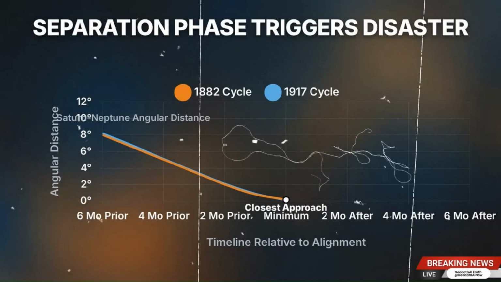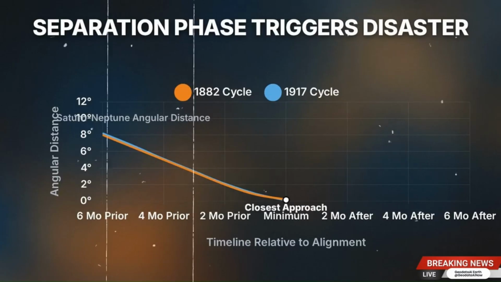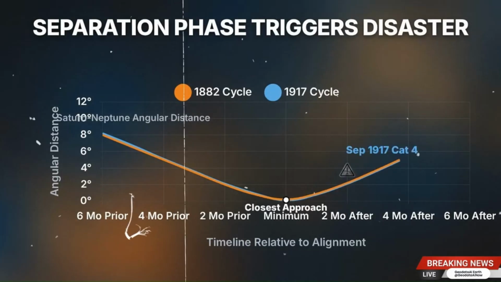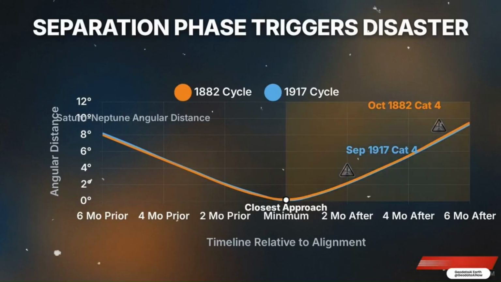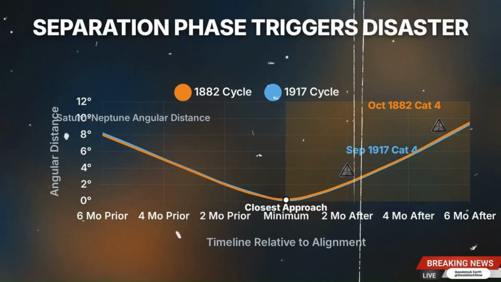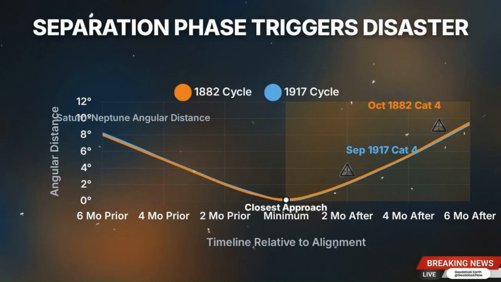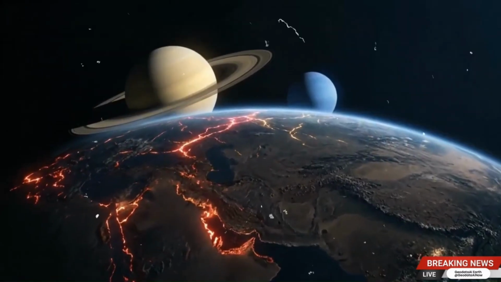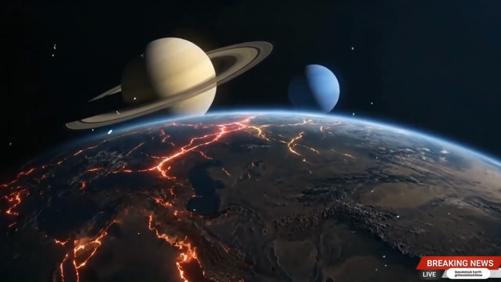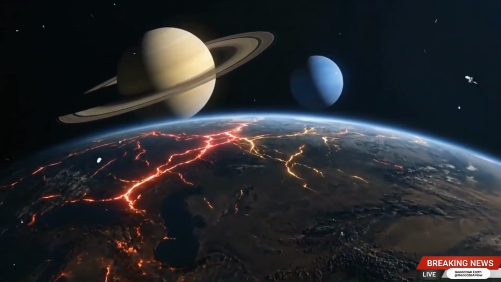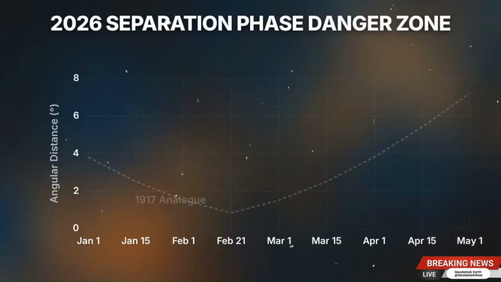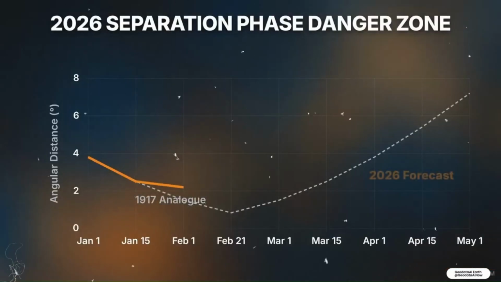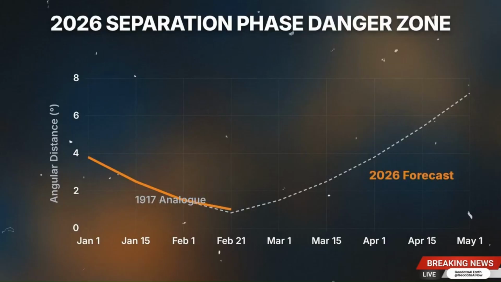However, devastating Category 4 hurricanes didn't hit at this minimum. They appeared exclusively after closest approach. This steep ascent, the separation phase, is the historical trigger window for disasters. The planetary alignment itself builds the initial geophysical stress, but it is the rapid separation of the planets that violently releases it. This chart overlays the projected 2026 angular distance curve onto the 1917 graph.